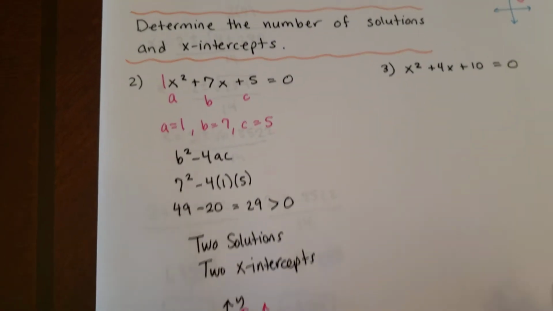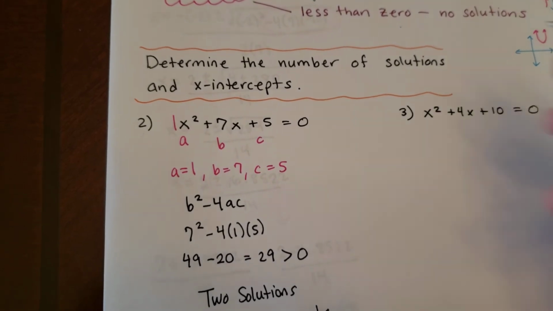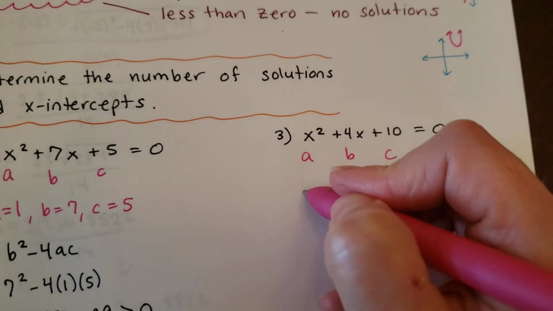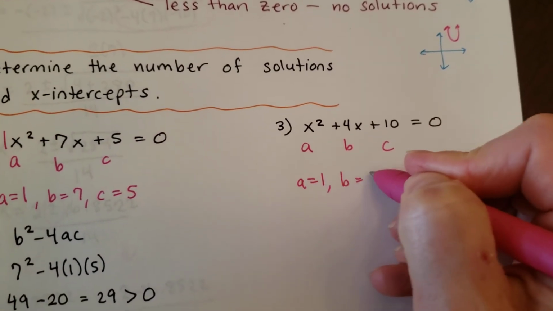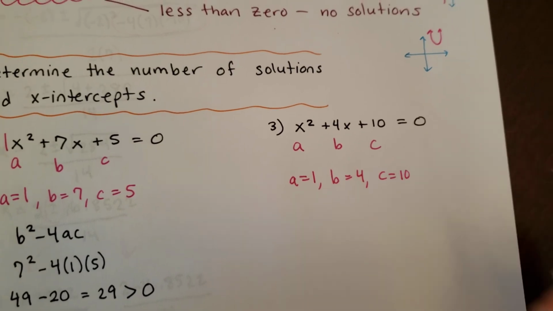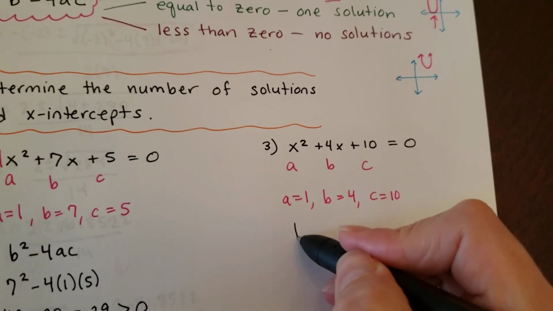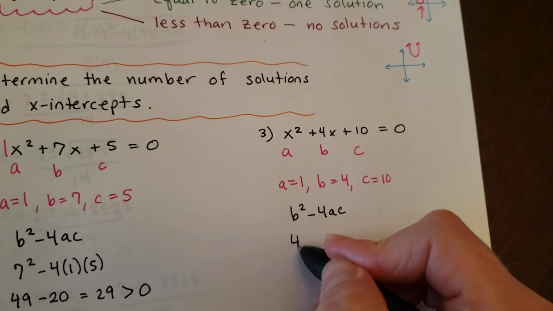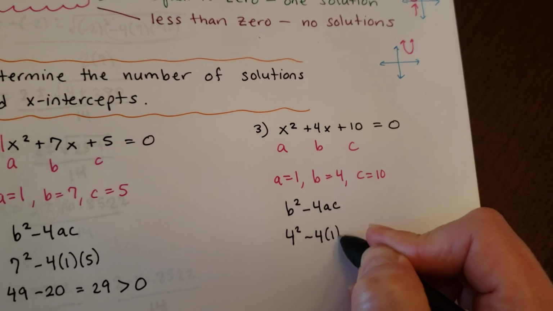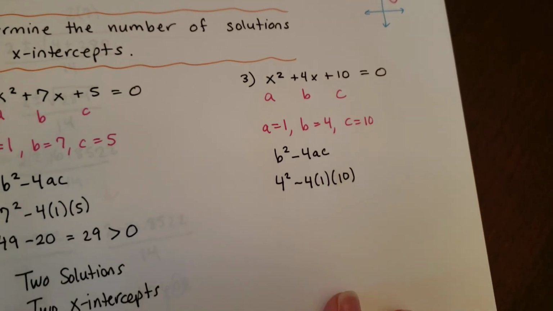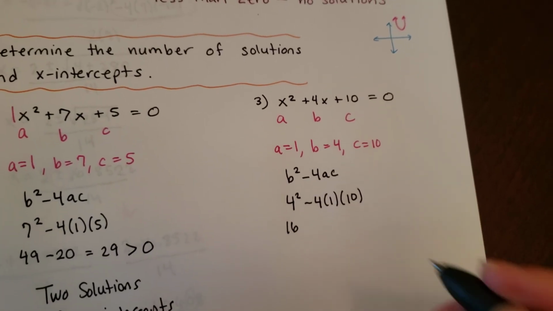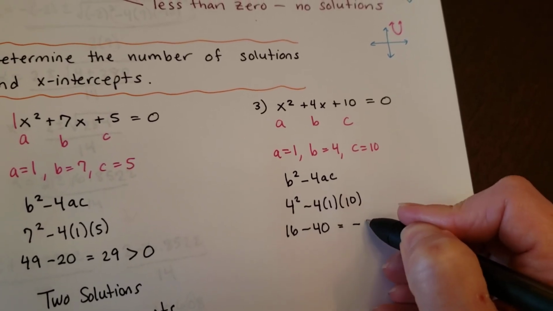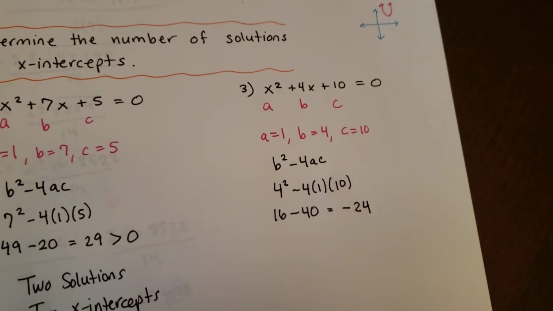So let's do one more just to see the difference. So again, making sure that it equals 0. So here's your A, B, and C. So A is equal to 1, B is equal to 4, C is equal to 10. You're going to plug them into b squared minus 4ac. So you'll do a 4 squared minus 4 times 1 times 10. So you'll get 16 minus 40, and that's going to give you a negative 24.